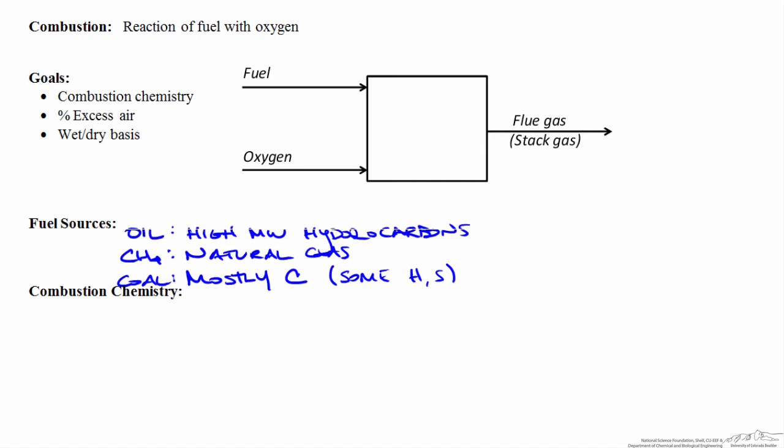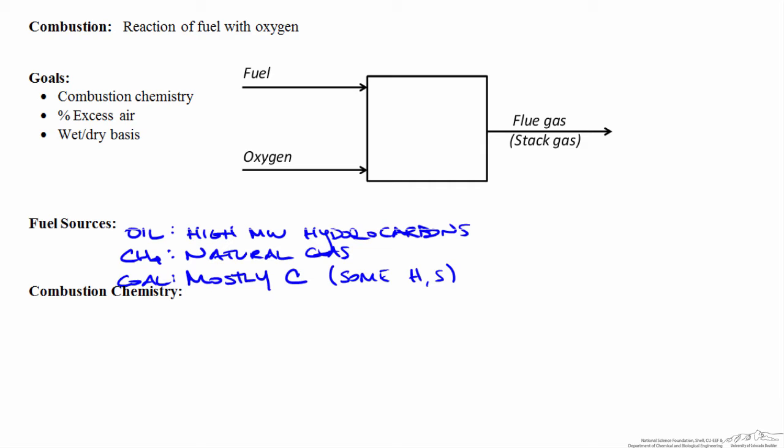For example, oil is used in a variety of different combustion reactions. Generally, oil consists of high molecular weight hydrocarbons. Another fuel is CH4, which is methane, and that's a primary component of natural gas. Also, we have coal, which is mostly carbon, and also includes some hydrogen content as well as sulfur. All of these can be reacted with oxygen to form a variety of different products, which we'll look at in a second.